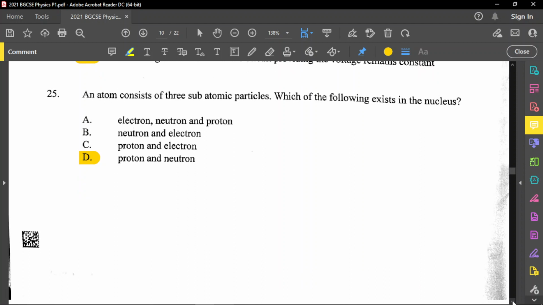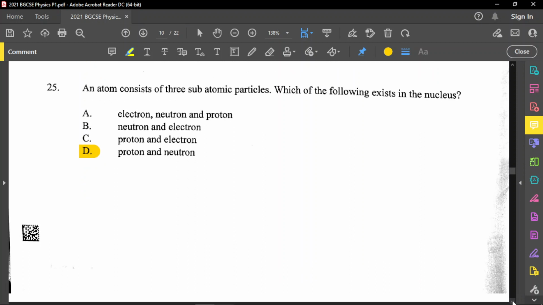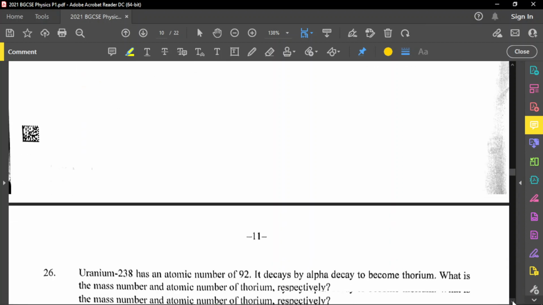Electrons are found on the shells or on the orbitals surrounding the nucleus, all right? And again, protons are positively charged, neutrons have zero charge. Protons and neutrons have mass. Electrons do not have significant mass, and electrons are negatively charged.